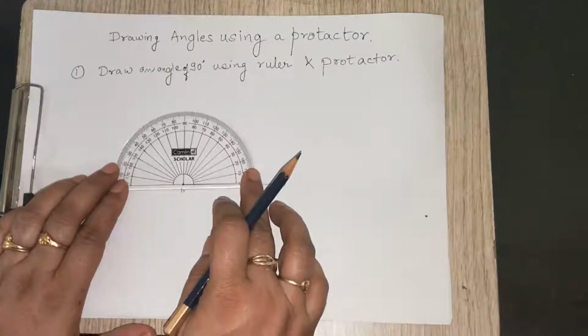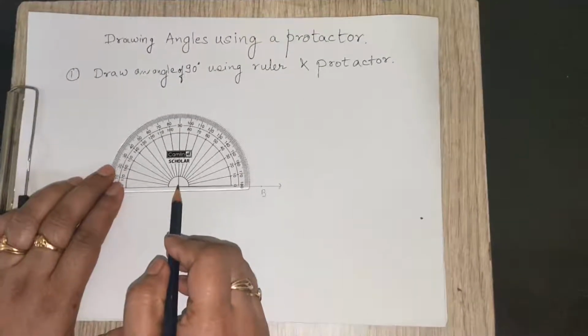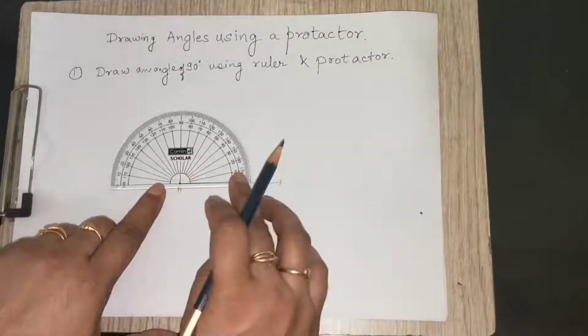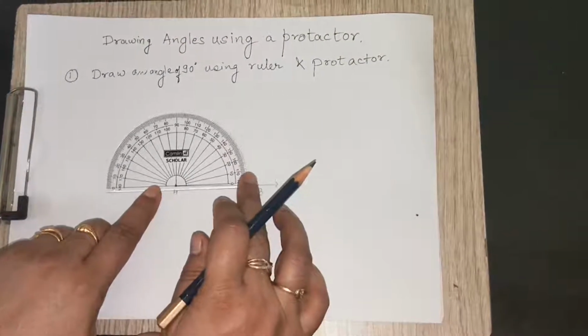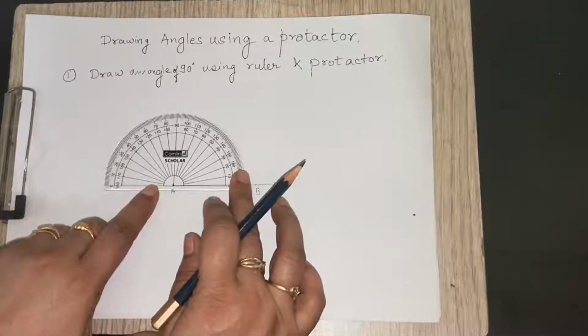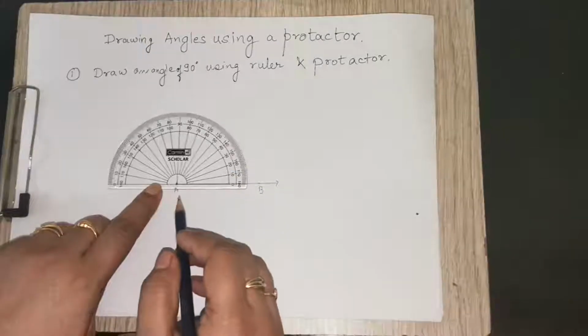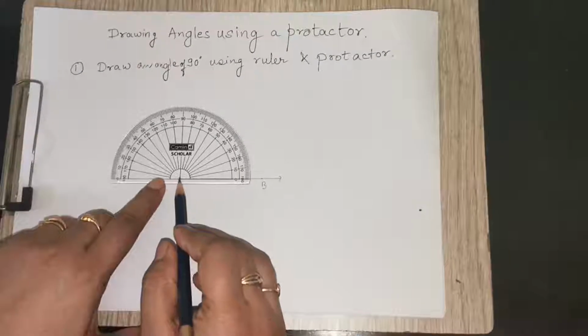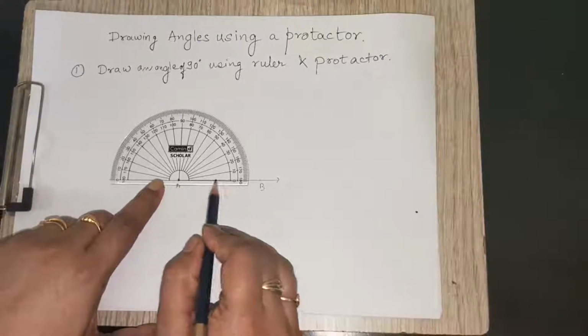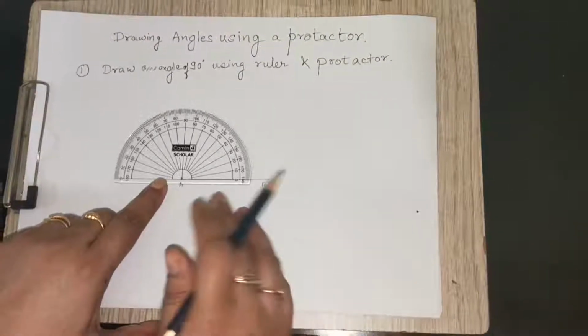So how do you have to keep this protractor? You have to keep this center point at A. Look here children, this is your protractor. Now you have to keep the protractor in such a way that its center point lies on A and its horizontal edge lies along AB. You can see this line, on this line the ray AB is lying.